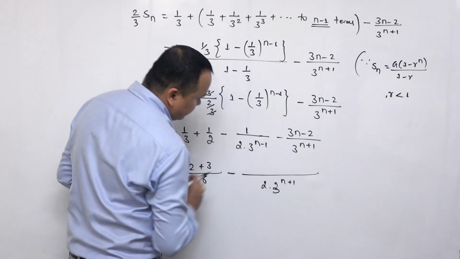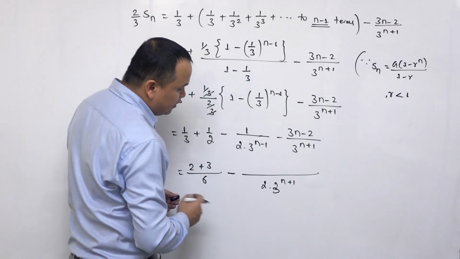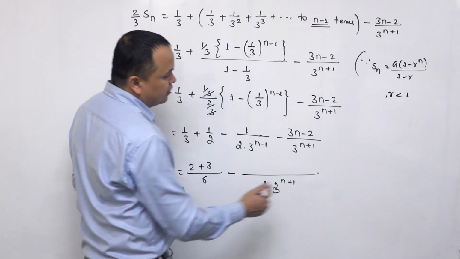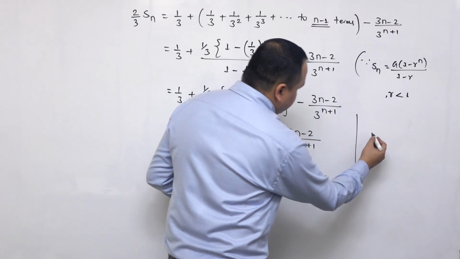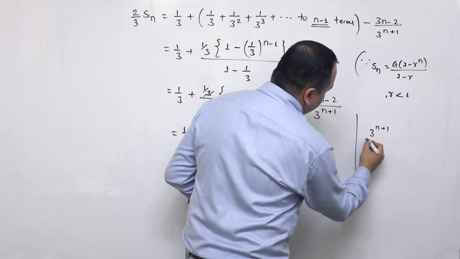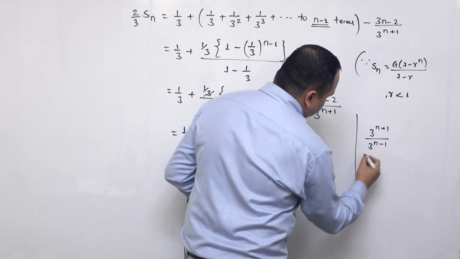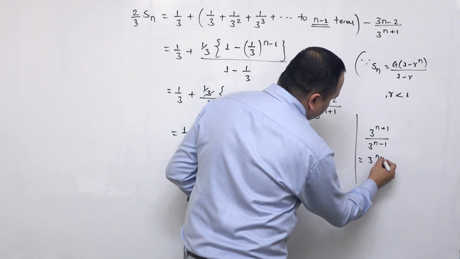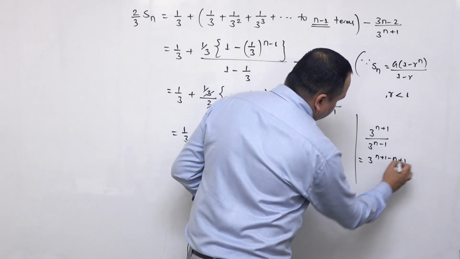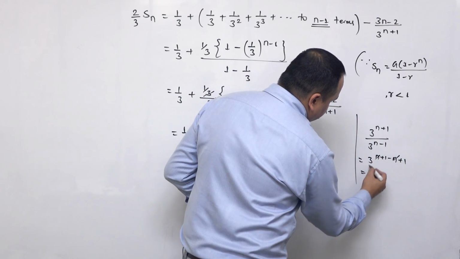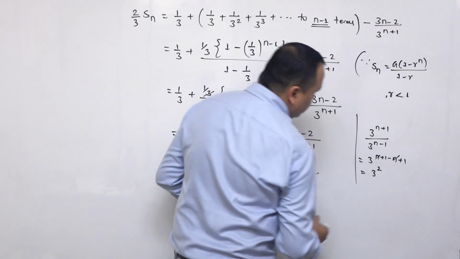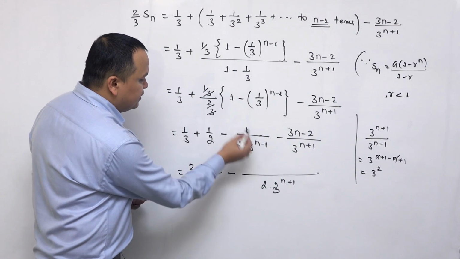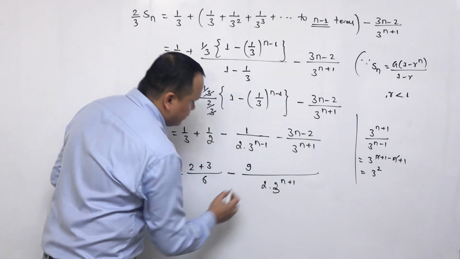Dividing this by this, we get 3 to the power n plus 1 upon 3 to the power n minus 1. I have shown it on the side: 3 to the power n plus 1 upon 3 to the power n minus 1. This is 3 to the power n plus 1 minus n plus 1. And cancel, this is 3 to the power 2. That is 9. So 9 into 1, 9.